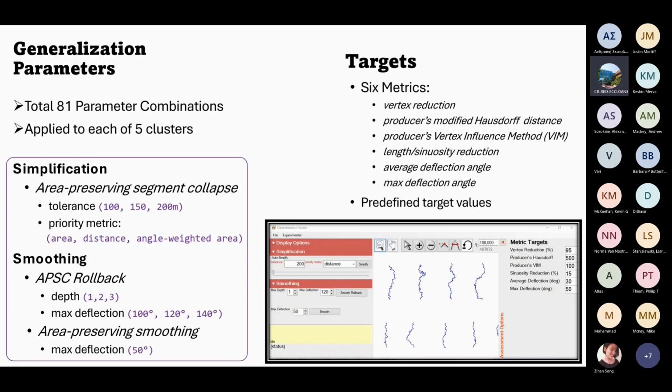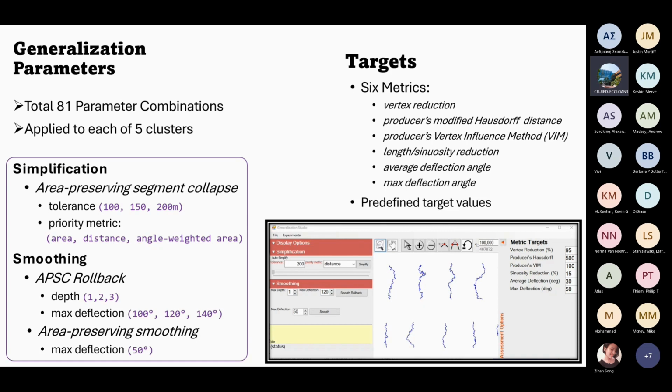And so what we did is actually what my graduate assistant, Sunita Mahat, did, and I feel bad I didn't get her name up on the slide because she put a lot of work into this. She went through each of the 5 clusters, and then she systematically went through 81 different combinations of generalization parameters using a program that I've developed to perform area preserving segment collapse simplification. We published a paper on that in 2018, but we have a few additional variations that we wanted to experiment with, and also area preserving smoothing, which we haven't published yet, but we have some tools that we're working with and some variations that she employed.